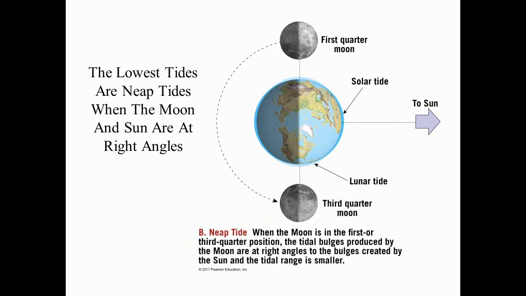The lowest tides, on the other hand, are the neap tides, when the moon and the sun occur at right angles. Now, when the moon is in the first or third quarter position, notice that the tidal bulges produced by the moon are at right angles to the bulges created by the sun, and as a result, the overall tidal range tends to be smaller. The overall bulges, on the other hand, are quite a bit smaller.